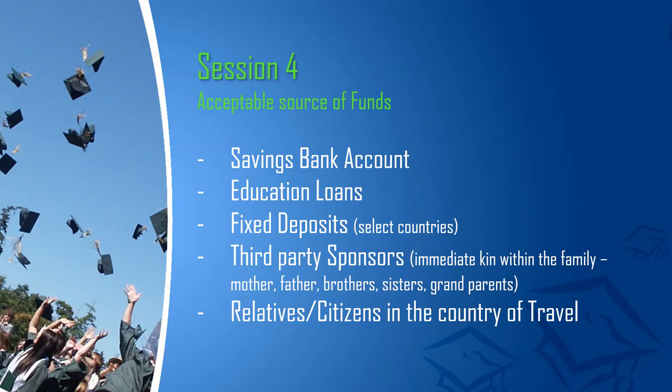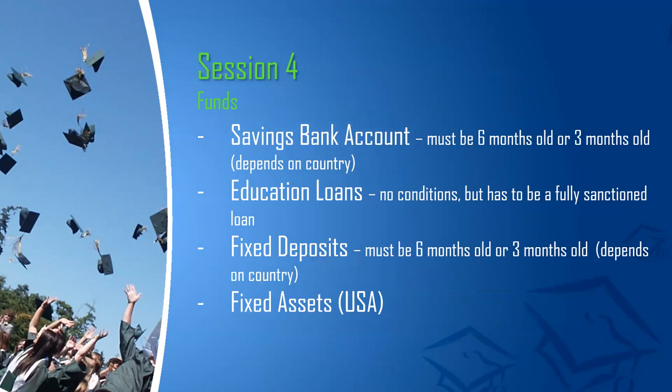So when I'm saying savings account, what is it? A savings account must be 6 months old or 3 months old, depending on the country. Education loans: there are no conditional or provisional loans accepted. It has to be a fully sanctioned education loan with proper collaterals. There are a lot of banks which give non-collateral loans. That is also accepted, but there must be justification as to why the bank has given a non-collateral loan, so there will be explanations for that. Fixed deposits are also considered liquid funds, and must be 6 months or 3 months old, depending on the country.